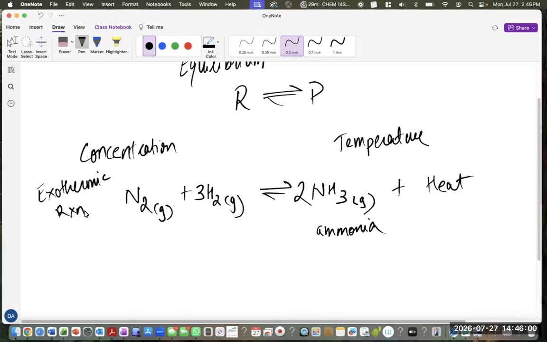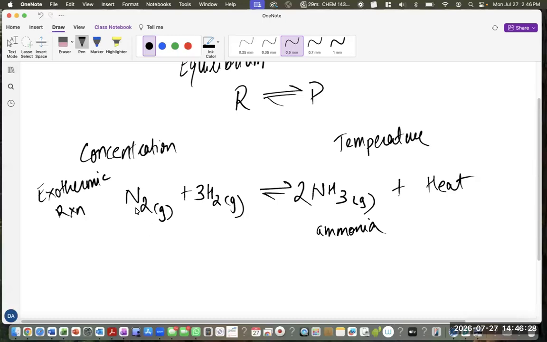So if you were working in industry and you were producing ammonia, then your profits will depend on how much ammonia you can make. The more ammonia you can produce, the more profitable that's going to be. So as a chemist, as a scientist, you would want to make as much ammonia as you can. You want to find perfect conditions in which you make maximum ammonia. So let's first talk about concentration.